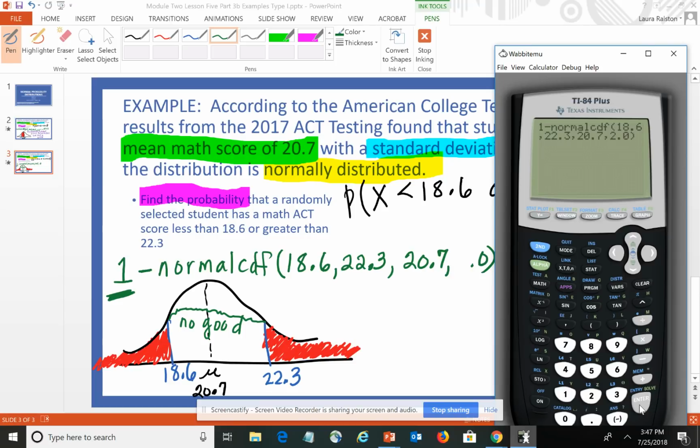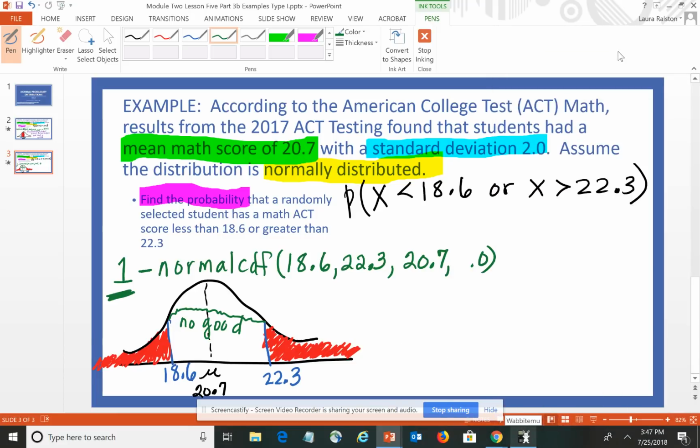Basically what we wrote by hand is now in my calculator, and I press enter and I get 0.35871444143. Rounding to 4 places, I'm going to have 0.3587. So my answer is 0.3587. There's approximately a 36% chance that a student would score less than 18.6 or greater than 22.3.